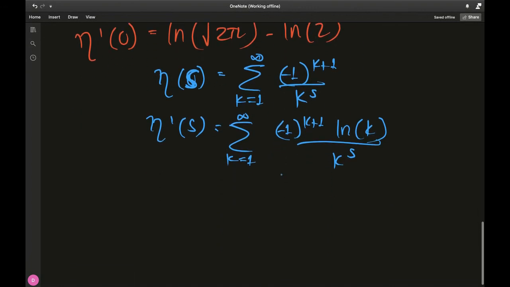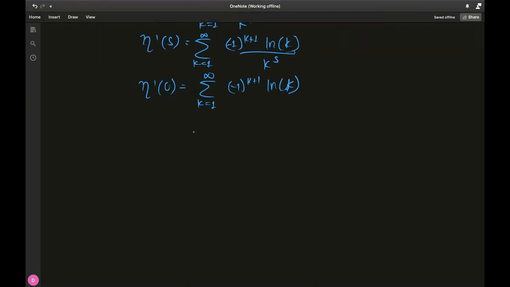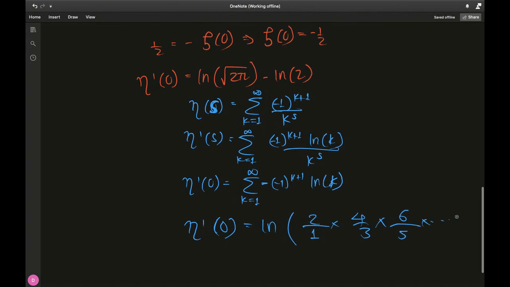Now let's look at the summation definition. When we differentiate the Dirichlet eta, we have a negative alongside it. And to write some terms of this, Dirichlet eta prime of 0 is actually natural log of 2 over 1 times 4 over 3 times 6 over 5, going on till infinity.